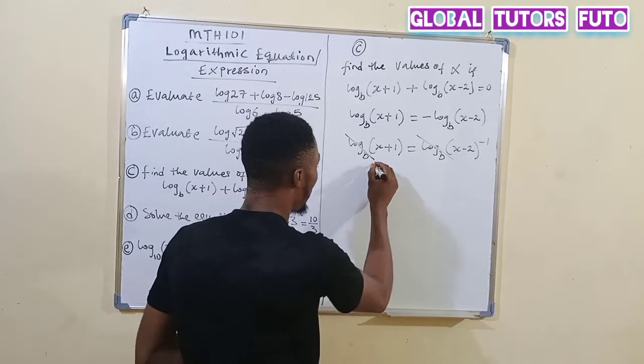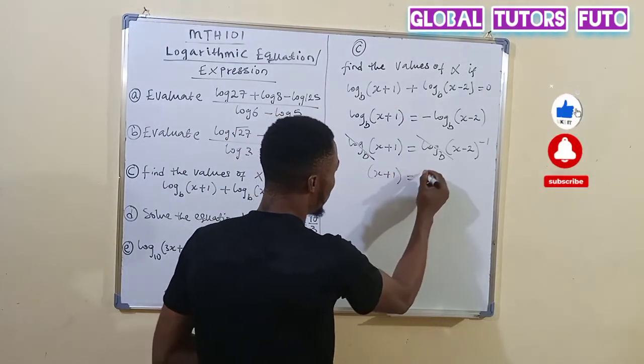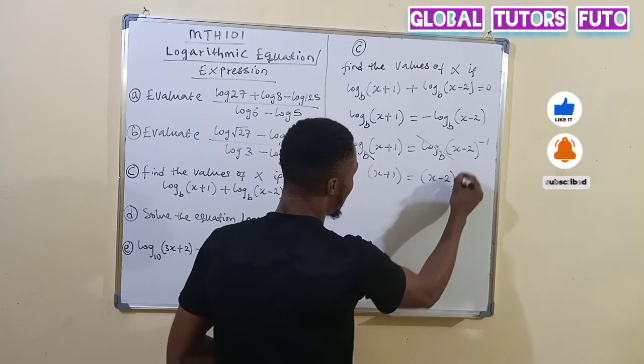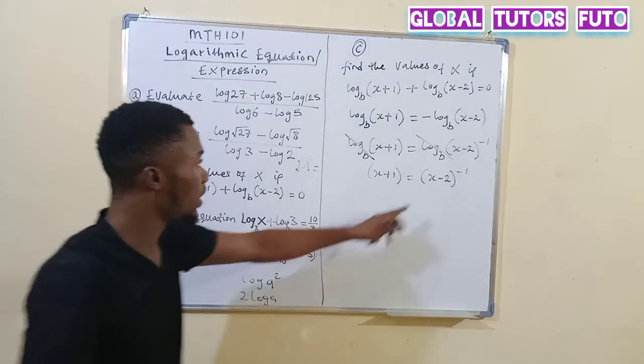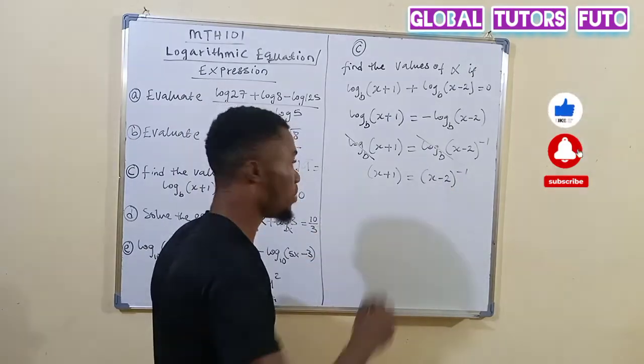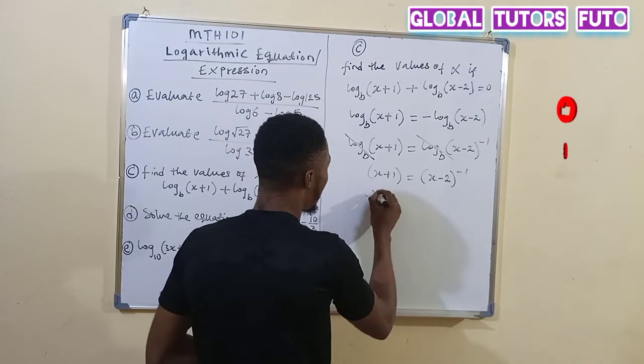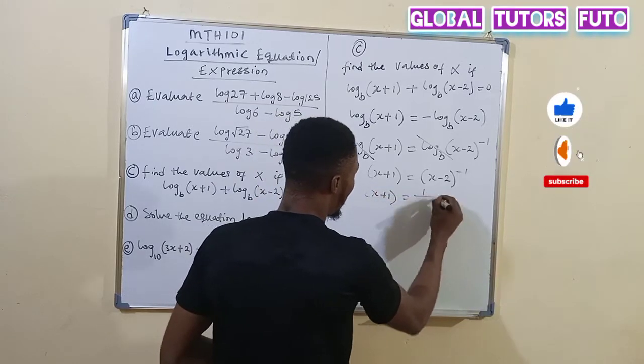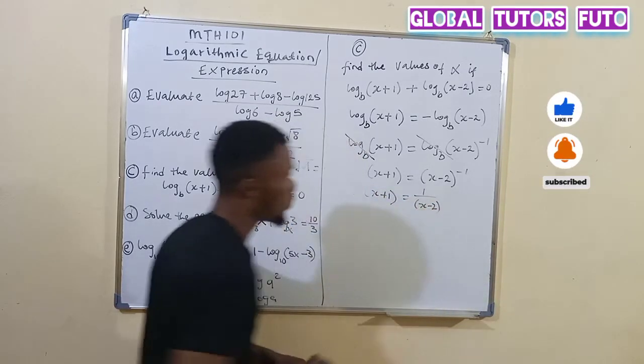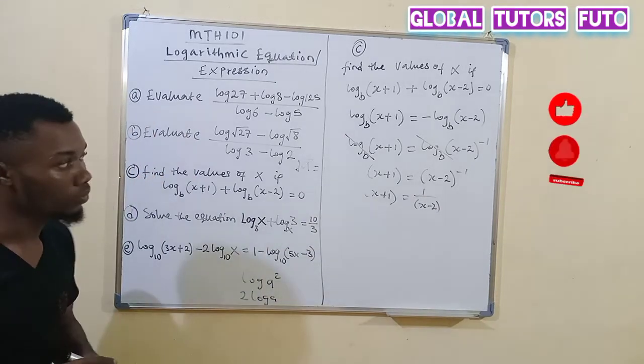So at this point, we have x plus 1 is equal to x minus 2 raised to the power minus 1. You know that x minus 2 raised to the power minus 1 simply means 1 over this. So we have that x plus 1 will be equal to 1 over x minus 2.